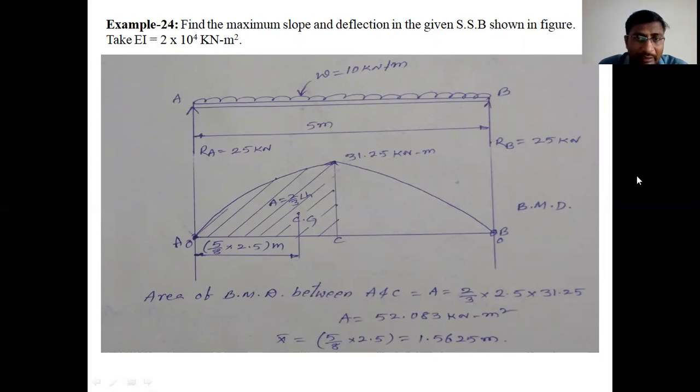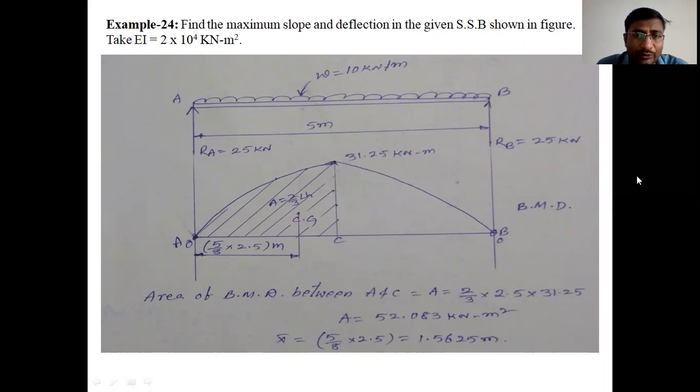As we know, the maximum slope occurs at the supports in a simply supported beam, isn't it? And deflection is maximum at the center if it is a symmetric load. Therefore, you should find the slope at the supports and the deflection at the center in this problem. Before going to the problem in detail, you should find the reaction forces at the supports.